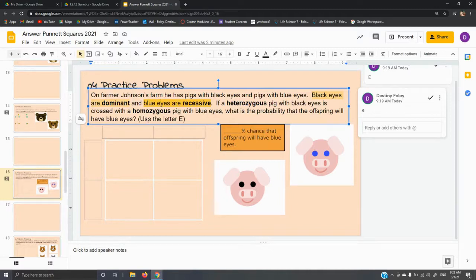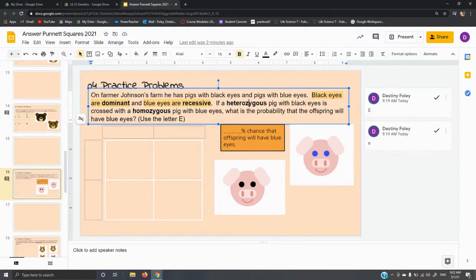So we're going to use the letter E here. Black eyes are capital E. Blue eyes are lowercase e. If a heterozygous pig with black eyes is crossed with a homozygous pig with blue eyes, what is the probability that the offspring will have blue eyes?